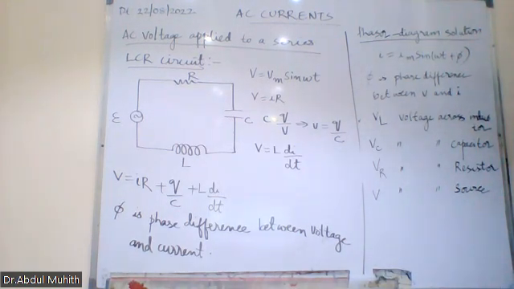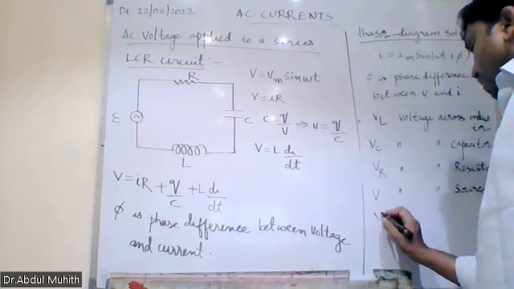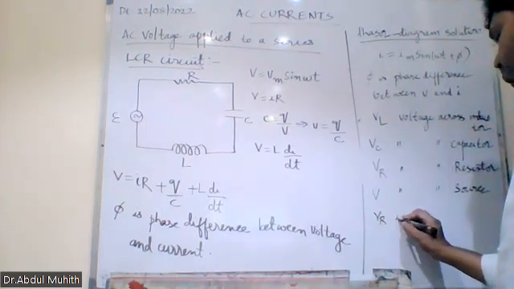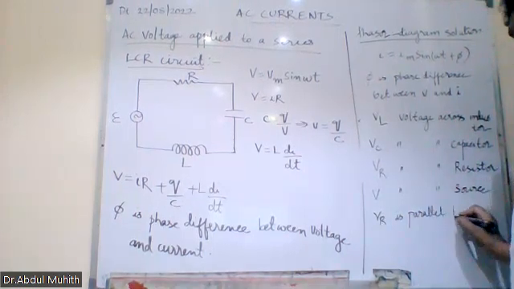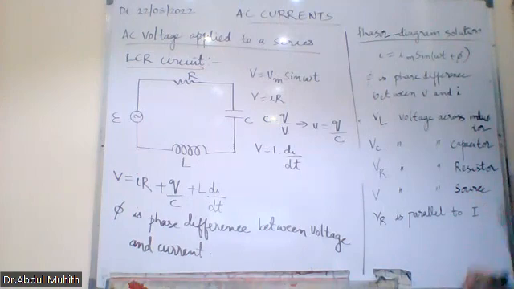So VR is parallel to I here. There is no phase difference, right? What happens when you connect a voltage across a resistor? What will happen?